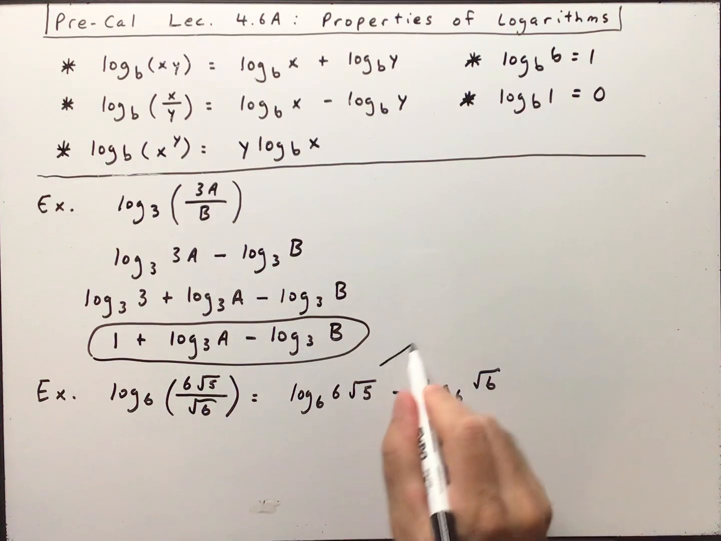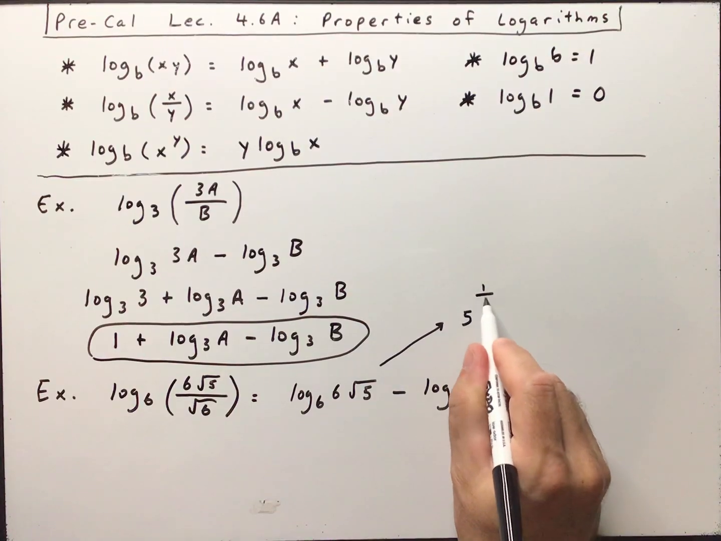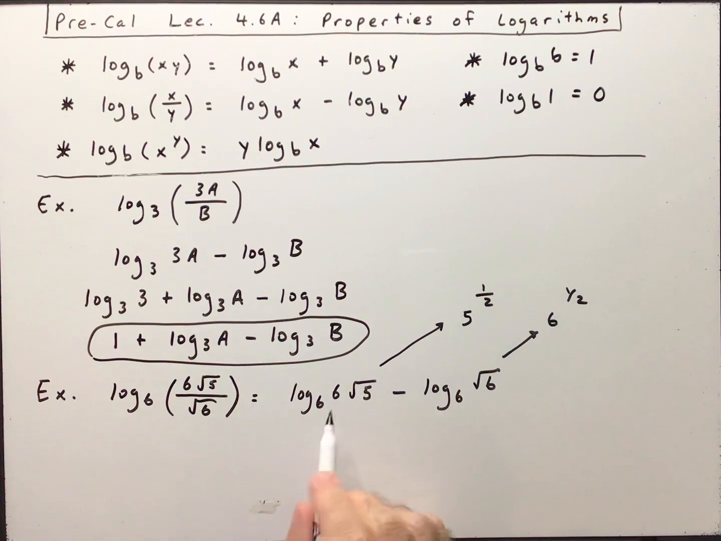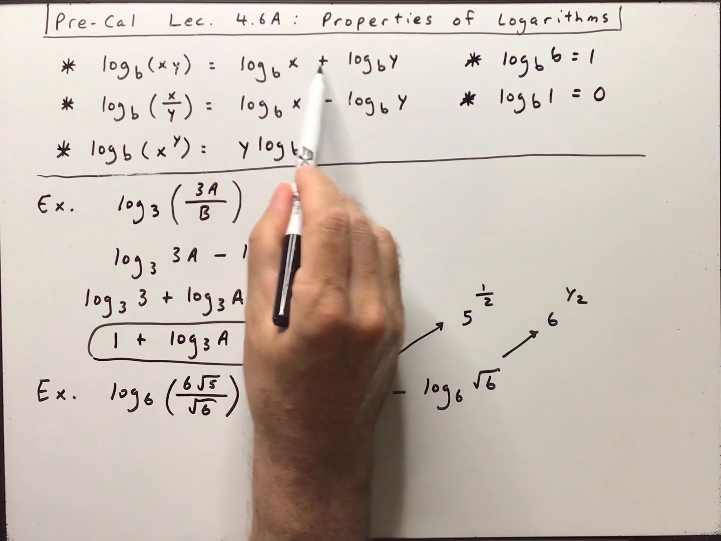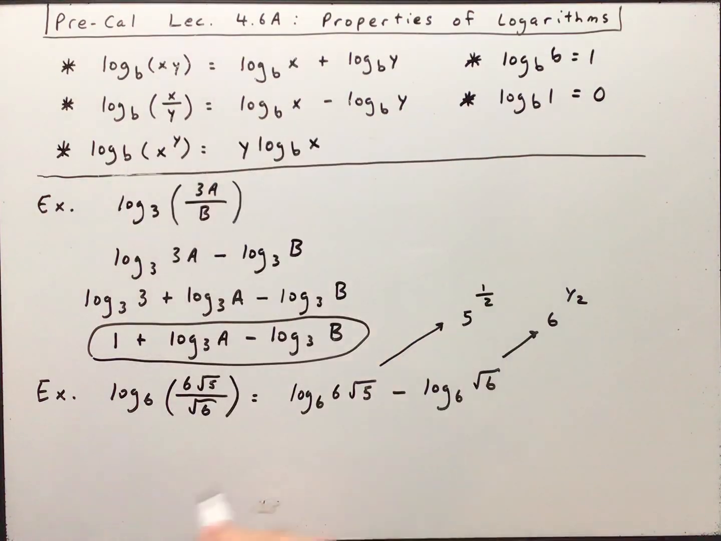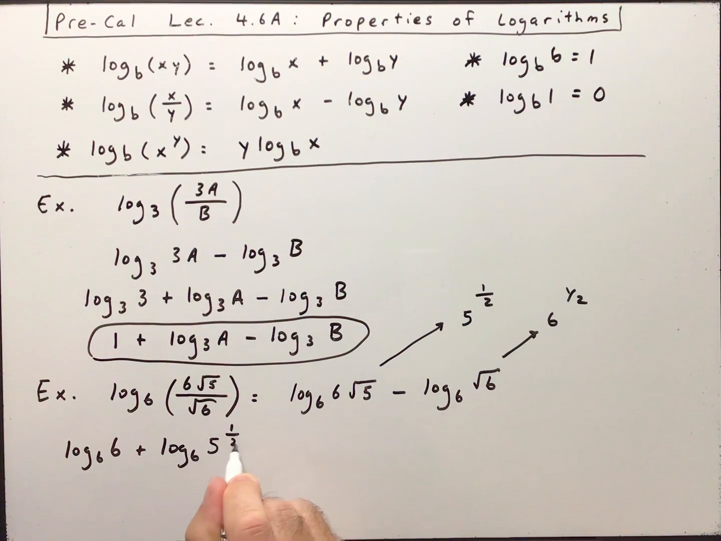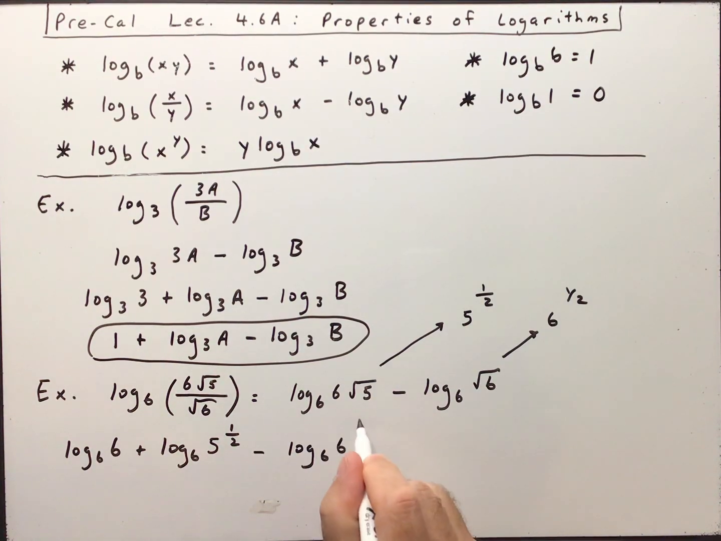Now the square root of 5, we can write that as 5 to the 1/2. The square root of 6, I want to write that as 6 to the 1/2. Okay, so this is a product here. So I can take a product and change it into a sum, right? Our very first one. So I've got log base 6 of 6 plus log base 6, it's always the same base, of 5 to the 1/2. Remember, I'm writing it as a fraction because I can do something with that 1/2. Minus log base 6 of 6 to the 1/2.